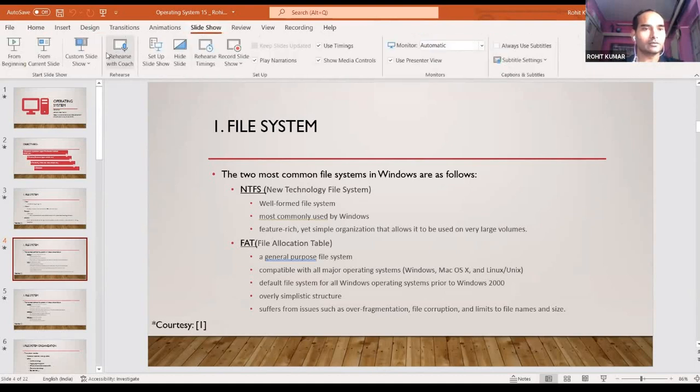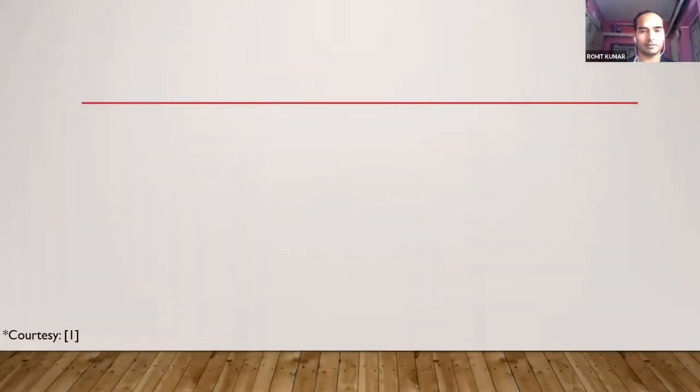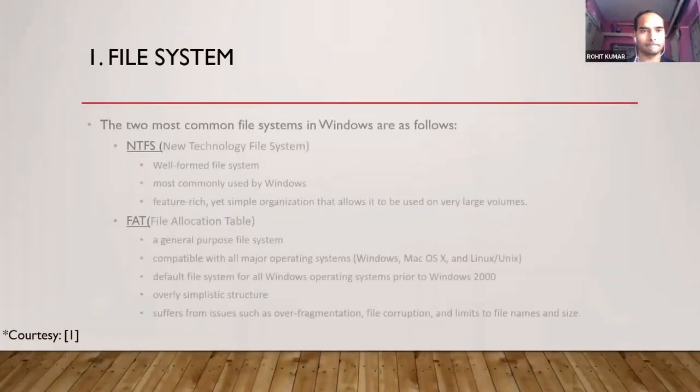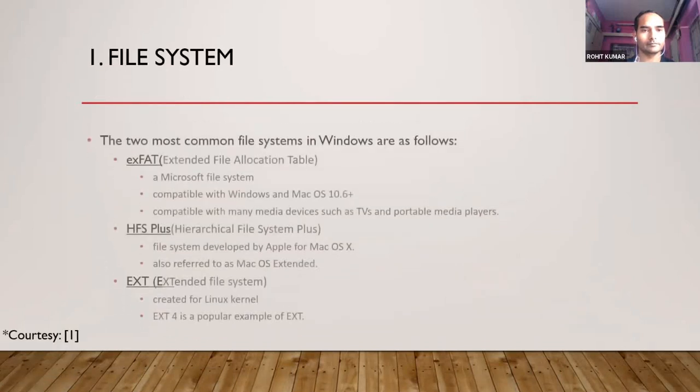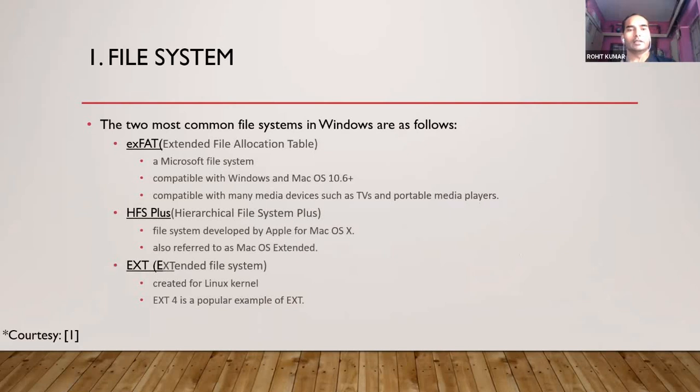Okay, now we will discuss the other component, that is, the common file systems. So the other common file systems, not two. Here it's a mistake. Here the other, most common file systems. These are the other common file systems.